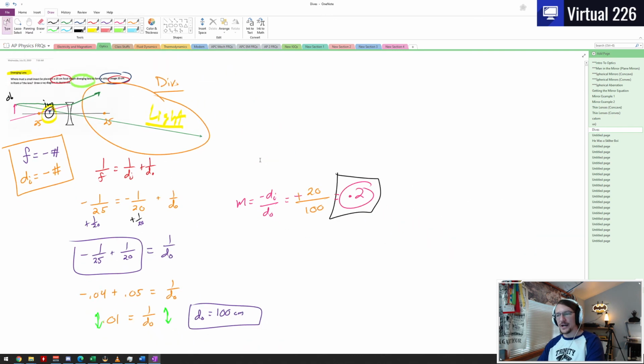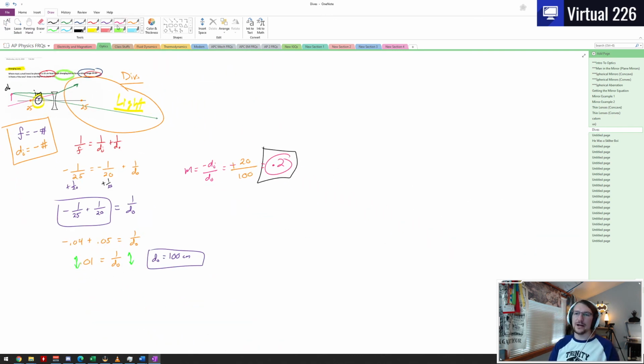So just another pretty straightforward lens problem. The only key here is we have diverging lenses. We need to recognize that our focal length will be negative and our image distance will be negative as well. So with that, this problem is finished.